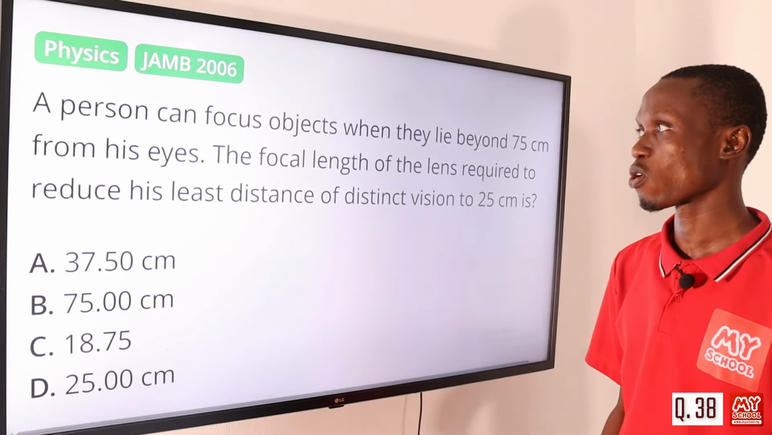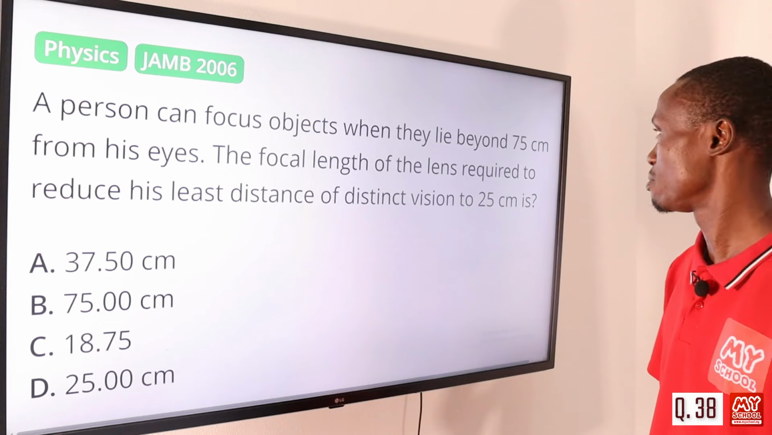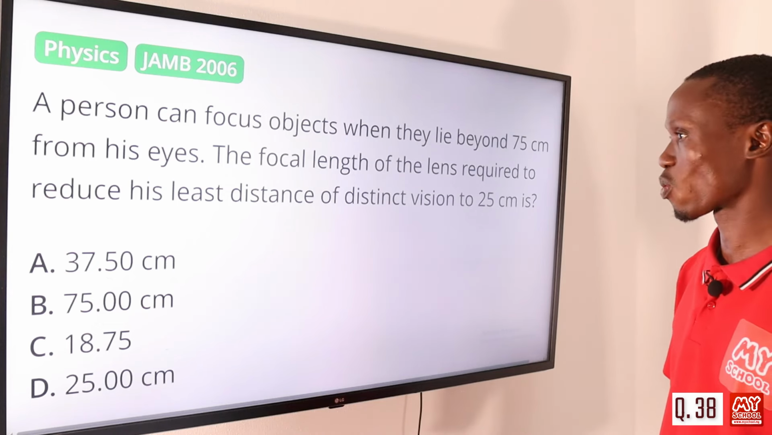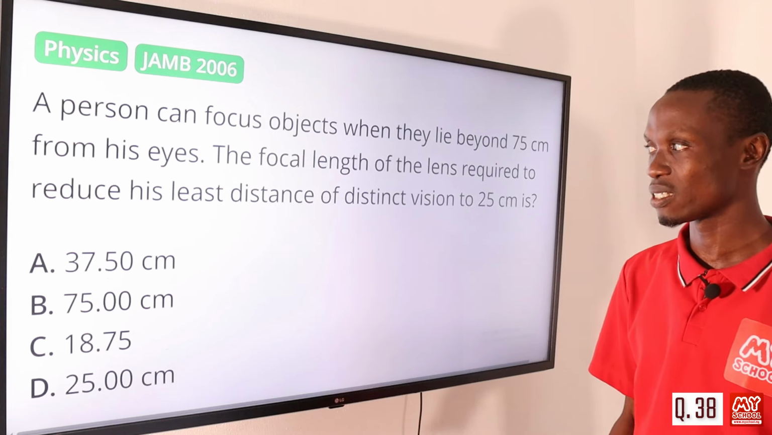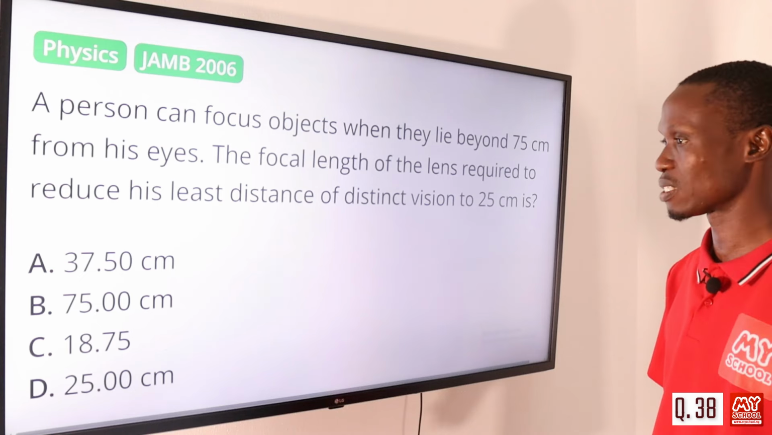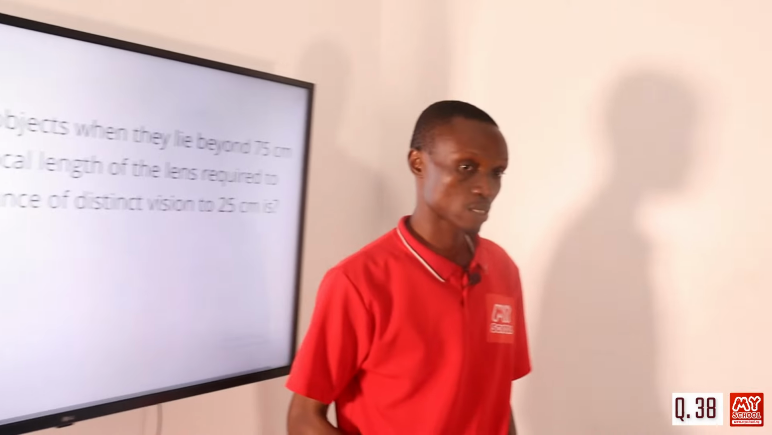Question 38. A person can focus objects when they lie beyond 75 centimeters from his eyes. The focal length of the lens required to reduce its least distance of vision to 25 centimeters is... So let's move over to the board to provide the answer to this question.